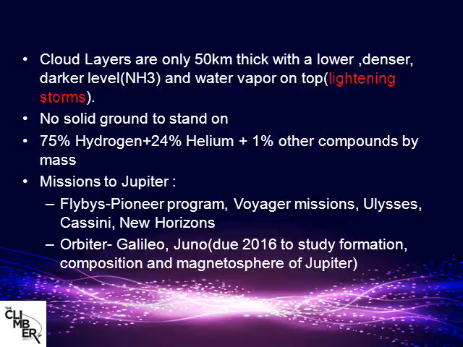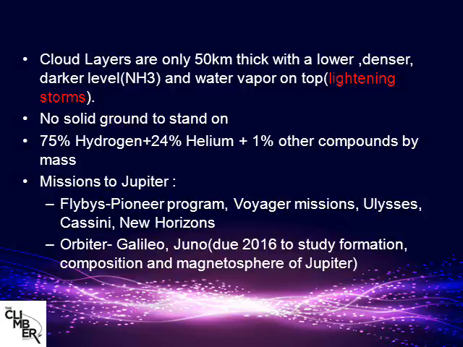There is no solid ground to stand on Jupiter. In fact, it is theorized that it may not even have a solid core. Overall composition of Jupiter is 75% hydrogen, 24% helium and 1% other compounds.